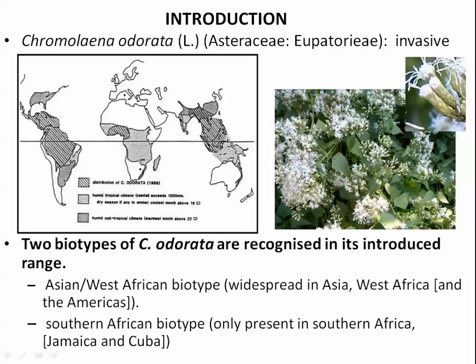Recent studies by Paterson and Zachariades, 2013, which is in press as we speak, found that they were able to trace the origin of the South African biotype to Cuba and Mexico. So we now understand that the Southern African Chromolaena biotype emanated from Cuba and/or Mexico and/or Jamaica.